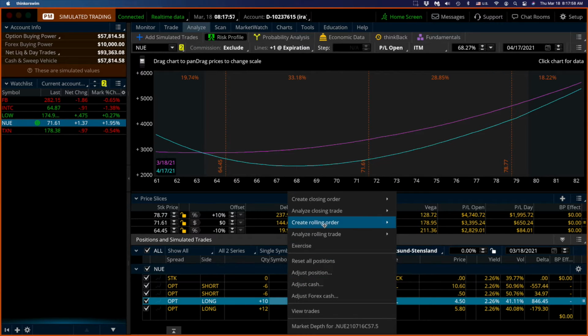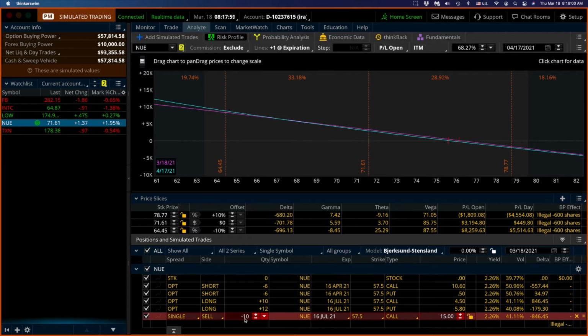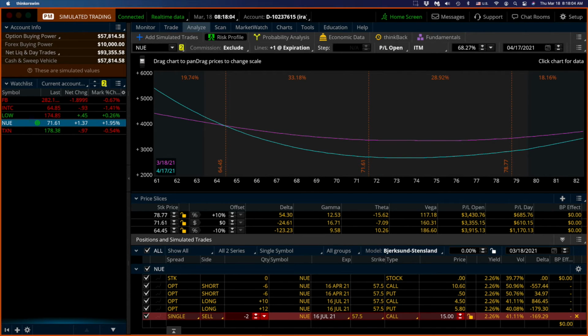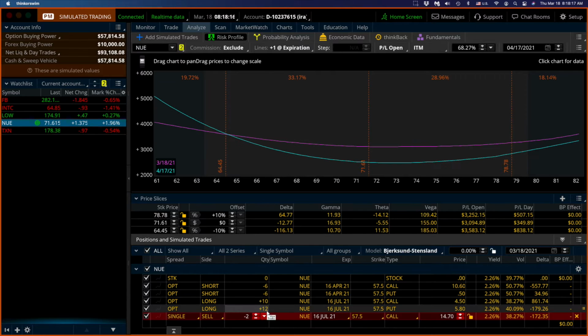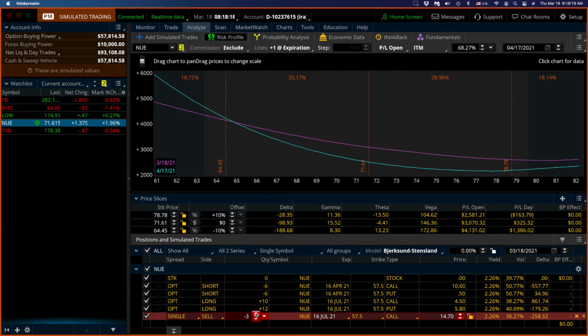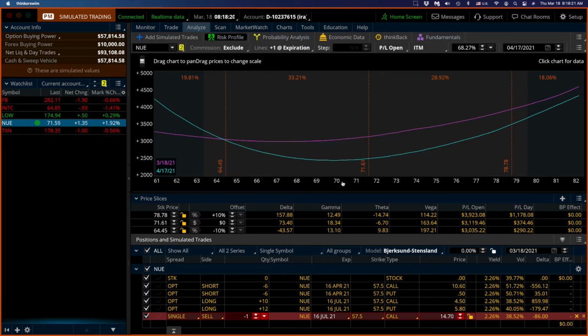Let's try that. Analyze closing sell. Sell 2, and we will end up with 8 long calls and 6 short calls, and the difference is 2. Okay, that seems like it's going negative. I don't want that. Let's just close 1, and that's better. Still above the smiley face, and I want the delta still quite large.